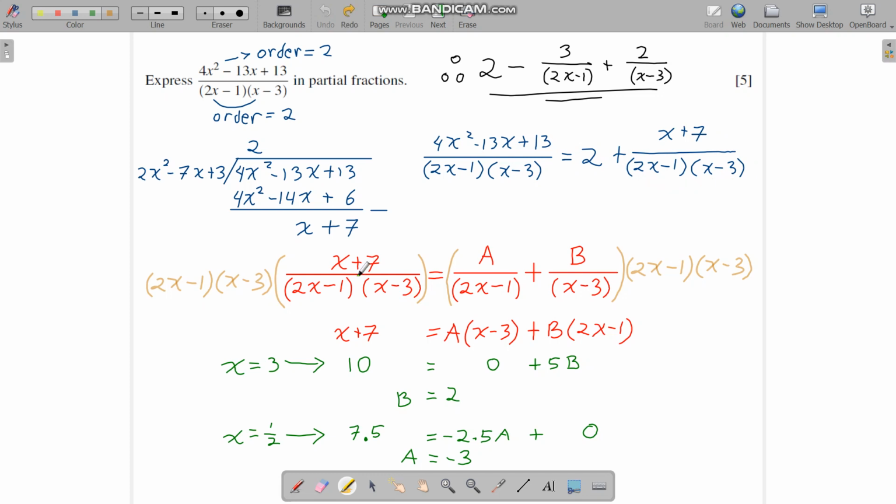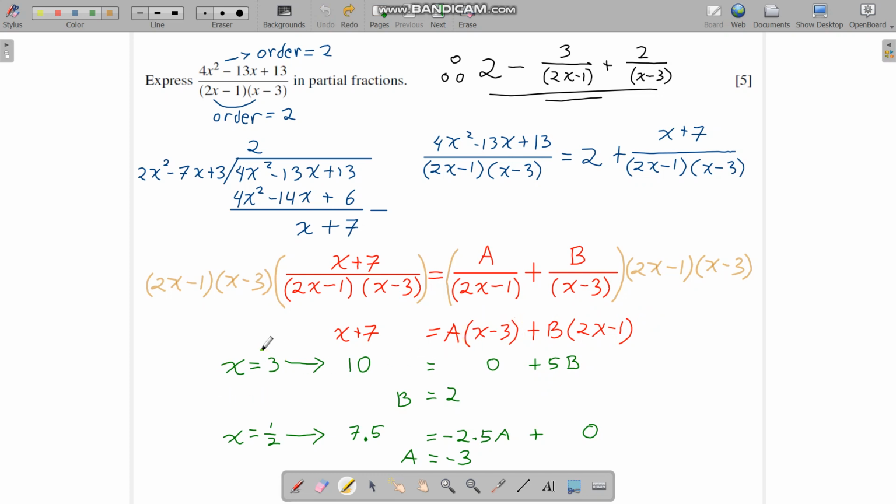We have x plus 7 over 2x minus 1, x minus 3. We use the linear form for the 2x minus 1, also linear form for the x minus 3. Multiply both sides by the denominator, cancel out, we get this, and we multiply, cancel out, we get this, multiply, cancel out, we get this, and then we plug in the zeros of x minus 3, which is 3.